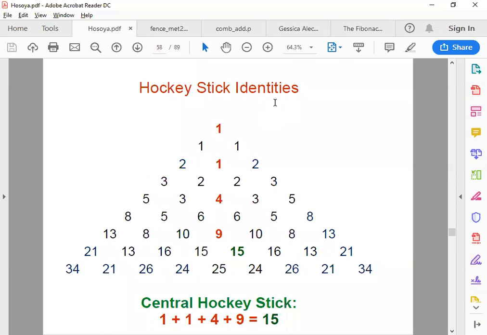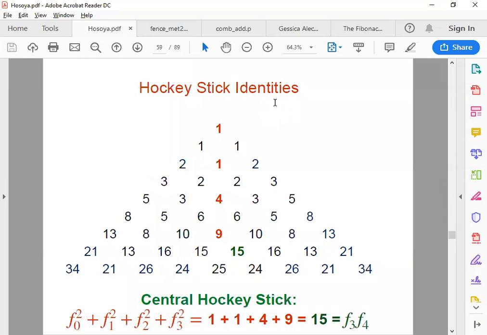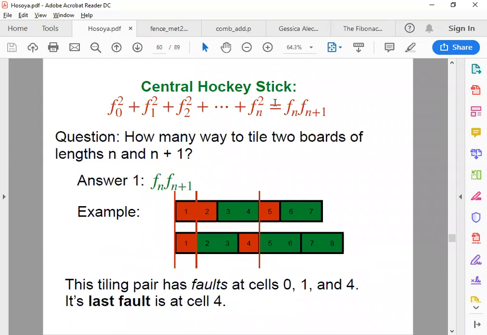The hockey stick identities, given my timing, I'll just flick through these. The central hockey stick identity says the sum of the squares is Fn times Fn plus 1. Here's a tiling of length n, here's a tiling of length n plus 1.